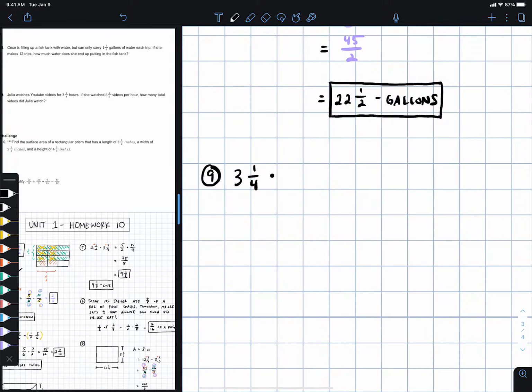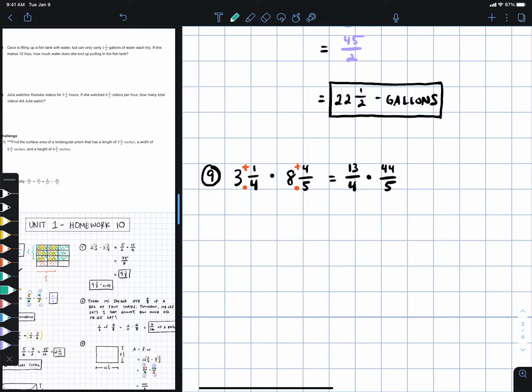Okay, so we multiply to figure out how many videos she actually watched. It's a multiplication problem, so we're going to multiply and add. 3 times 4 is 12, 12 plus 1 is 13, so it's 13 over 4. And then 8 times 5 is 40, plus 4 is 44 over 5.